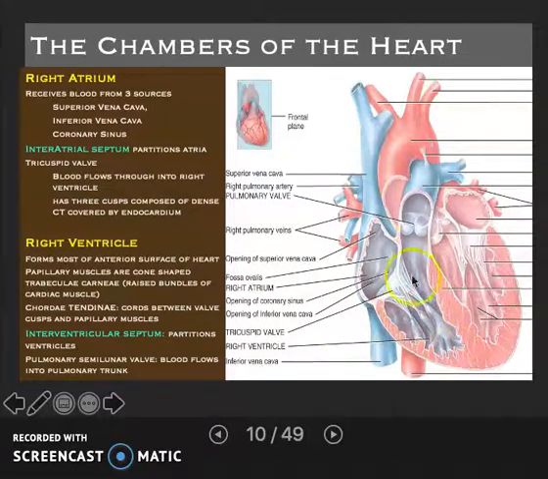Now the right ventricle pumps blood to the pulmonary artery. Okay, and this bifurcates. This is called the pulmonary trunk here. It bifurcates into the right and left branches. And this valve here is called the pulmonary semilunar valve. Semilunar valve because of its shape as well. So it's half moon.